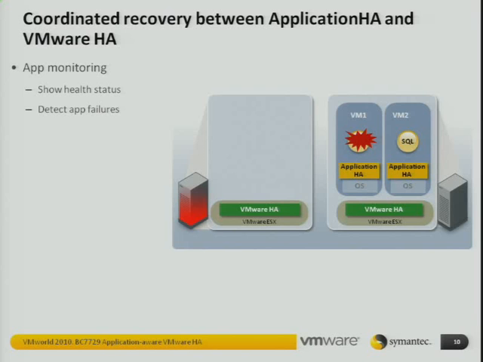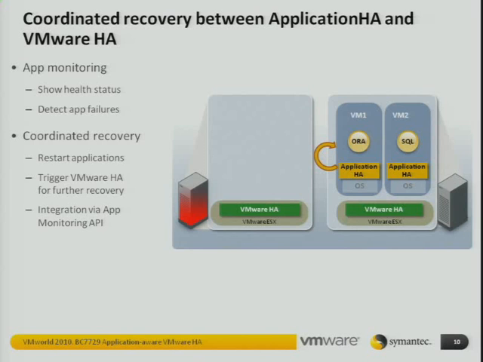Application HA monitors the application on a continual basis, detects the failures as soon as they happen, and tries to take remedial actions. The most basic remedial action it's going to take is to restart the application a few times, and that's user configurable. In most cases, that will take care of the situation. There will be some scenarios where no matter how many times you restart the application, it still fails. And that's where we use the API that Banjot just outlined and let VMware HA know that there's something going on and it needs to deal with it.